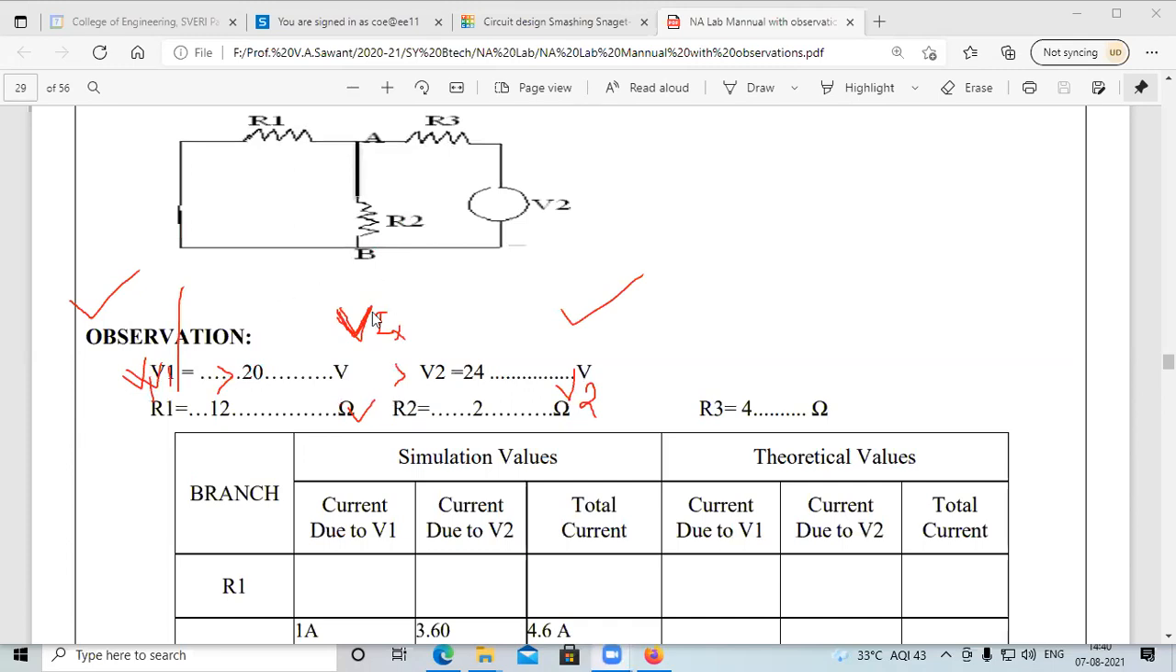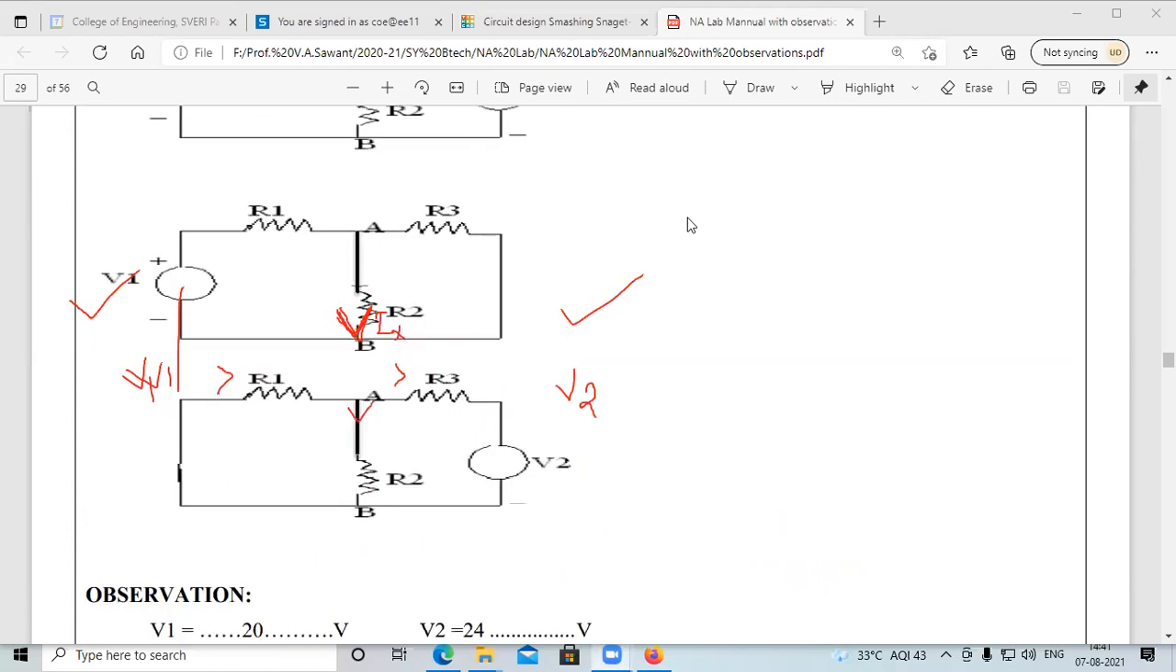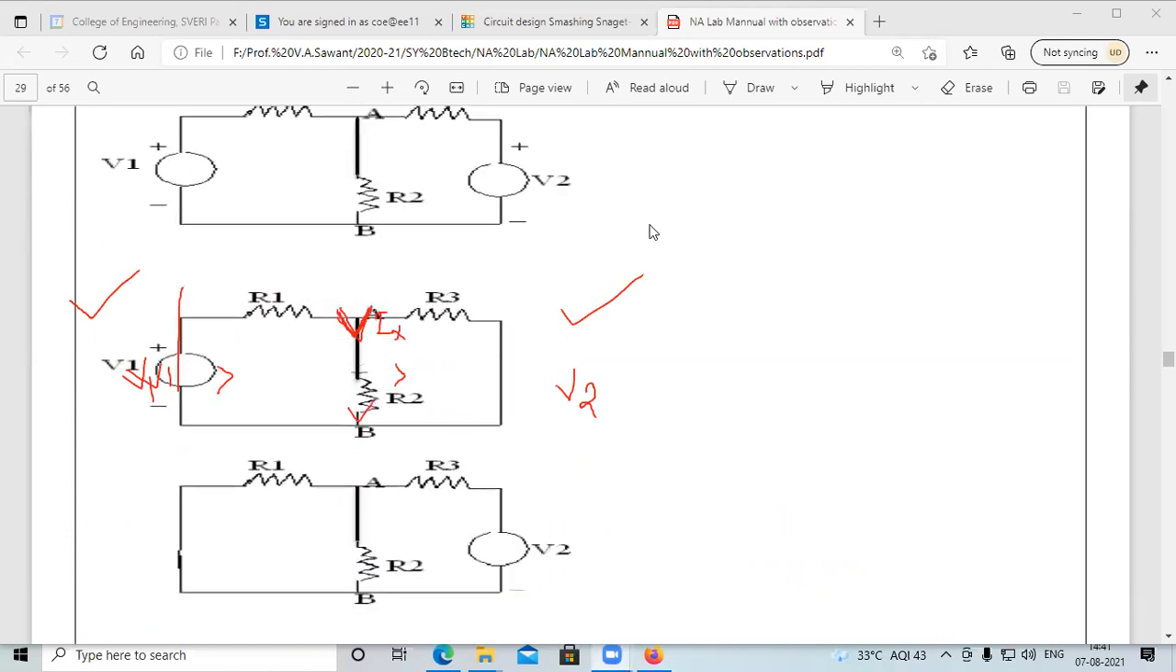We have taken the observation that suppose voltage V1 is equal to 20 volt, V2 is equal to 24, R1 is equal to 12, R2 is equal to 2, and R3 is equal to 4. Suppose we want to find out the current flowing through the 2 ohm resistor. Okay, so see, we will calculate the current.